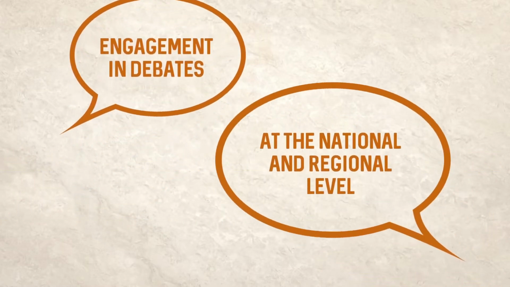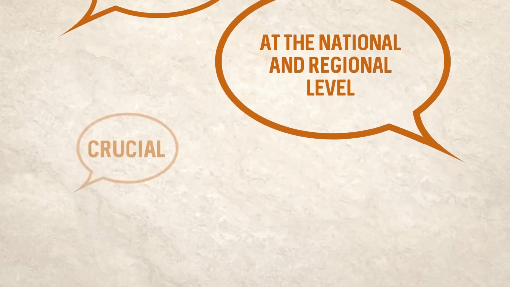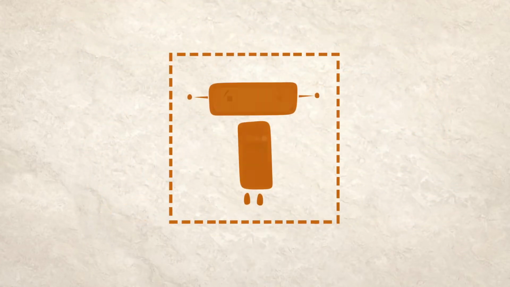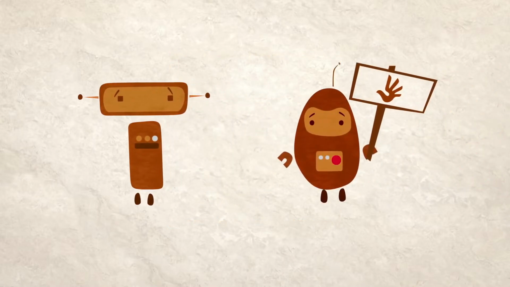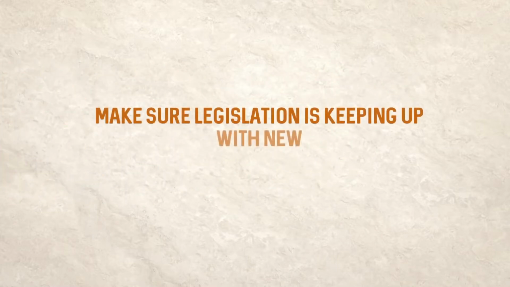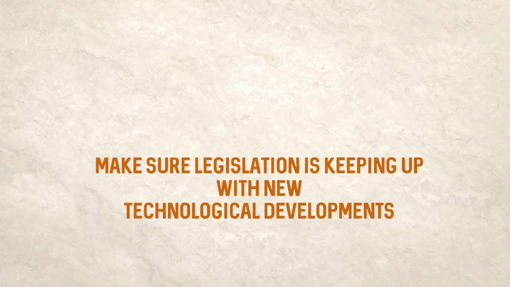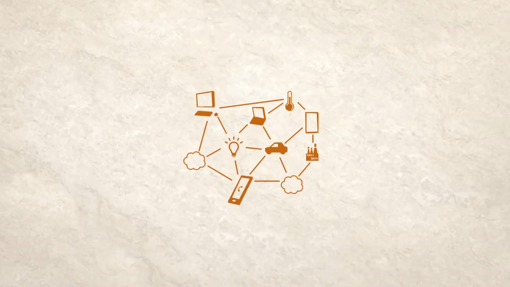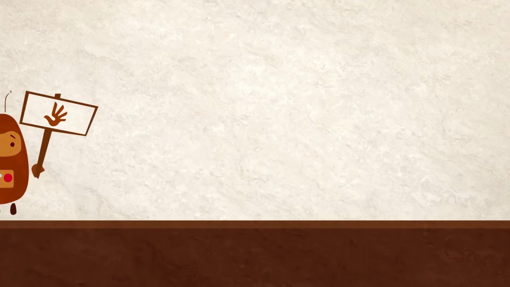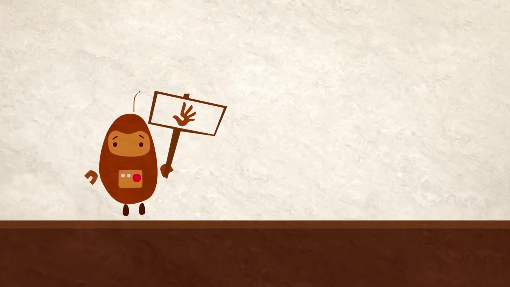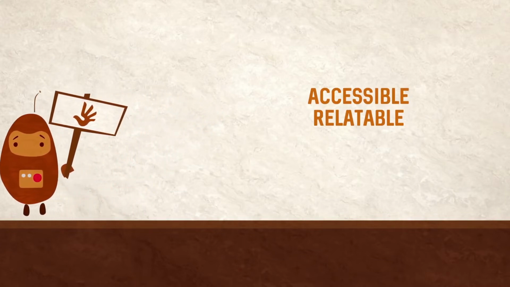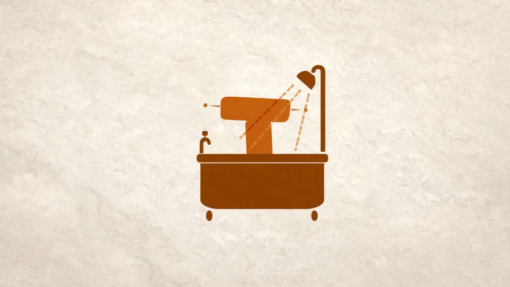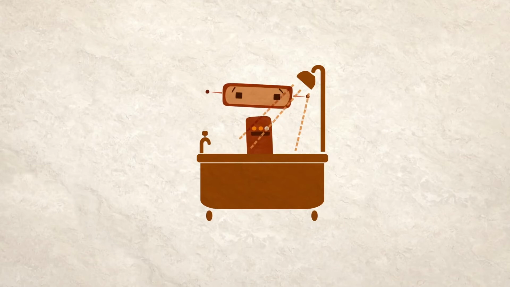Engagement in debates at the national and regional level is, of course, crucial. Where privacy protections are weak, human rights defenders need to actively advocate for stronger ones. And even where they are stronger, we need to make sure legislation is keeping up with new technological developments, like the Internet of Things. Ultimately, if we want things to change, human rights defenders need to make these issues accessible and relatable by being more creative about the way we talk about them. When people see how data protection and privacy affects them on a day-to-day basis, they may be more inclined to engage with these concepts.